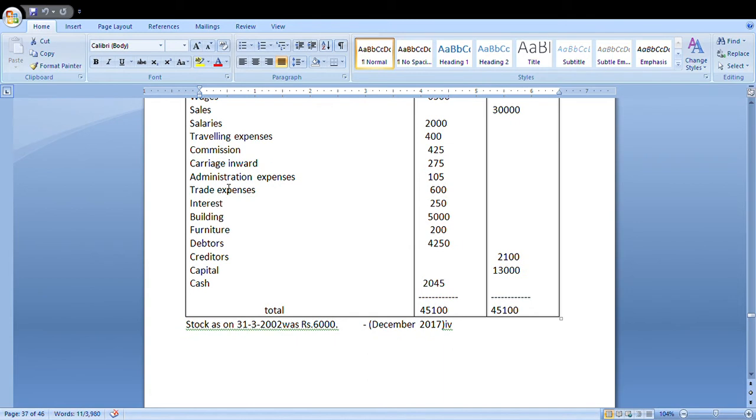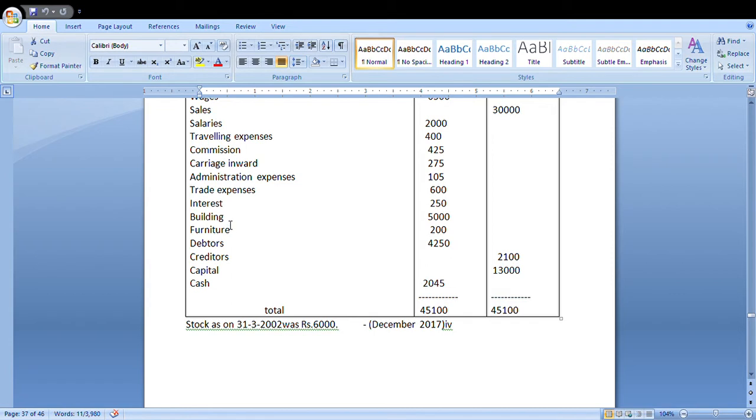Next, administration expenses. It is not entered in the trading account; it is entered in the profit and loss account. Trade expenses are not entered in the trading account; they are entered in the profit and loss account. Interest is also an expenditure, entered on the debit side of the profit and loss account.